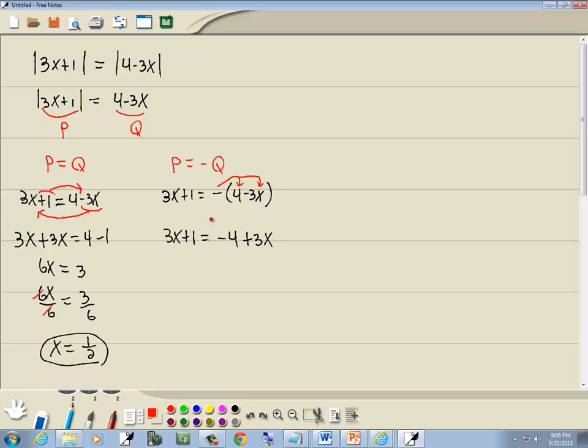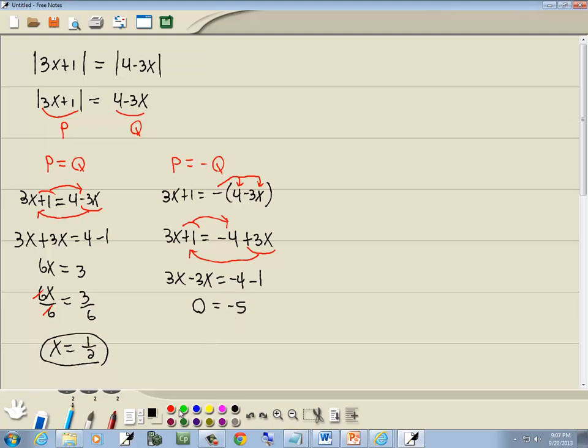Step 3, get everything with an x on one side and numbers on the other. So I'm going to take this 3x and move it to the left side, and I'll take this 1 and move it to the right side. Now anytime you take anything to the other side, the sign changes. So the 3x becomes a negative 3x. The positive 1 becomes a negative 1. Combine together like terms in any step. 3x minus 3x is 0. Combine together numbers. Negative 4, negative 1 is negative 5.